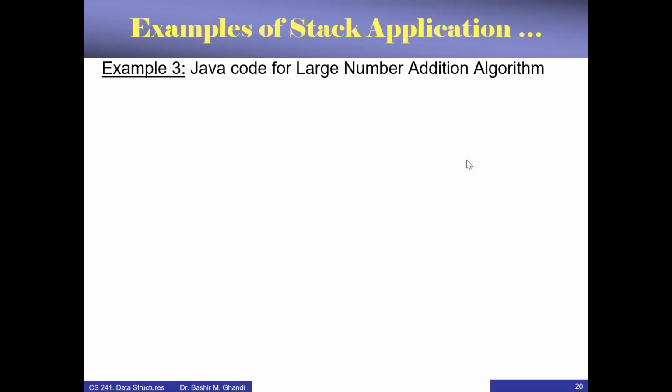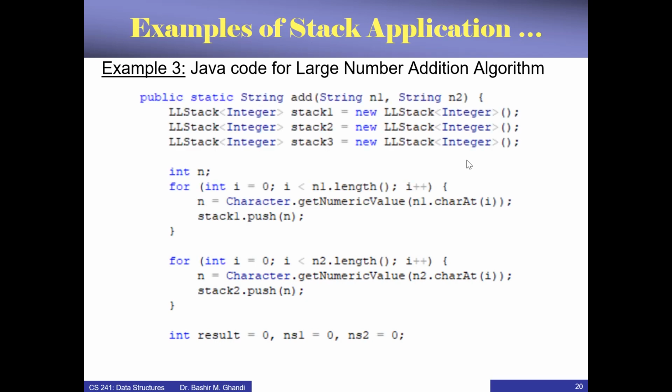Okay, this is the Java code for the example. Again, we're going to see this code in the lab. So it receives 2 integers but as strings, string n1, string n2. It creates 3 stacks of integers, so stack 1, stack 2, stack 3. Okay, the first loop here goes through the characters of n1 and converts them to integers.